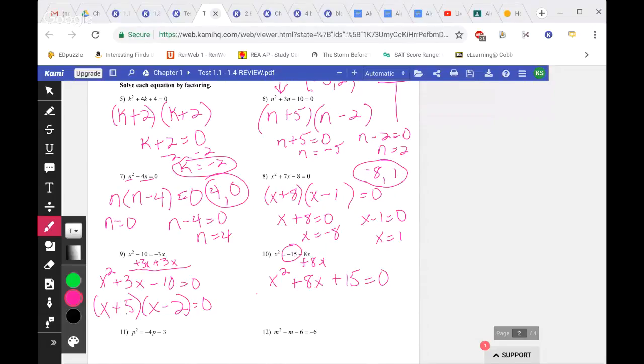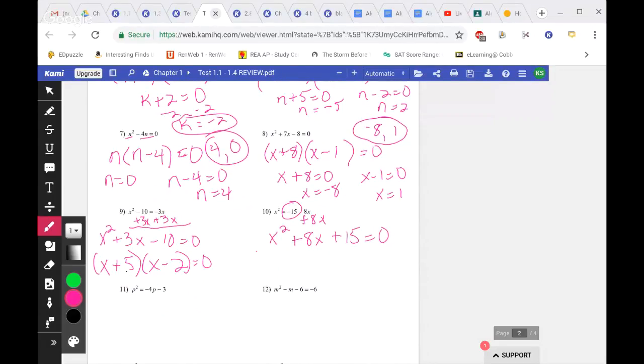So now I'm looking for 2 factors of 15 that when added together give me 8. 5, 3. Yes. Good job. x plus 5, x plus 3. So you got x plus 5 equals 0. It's just going to be -5, -3.